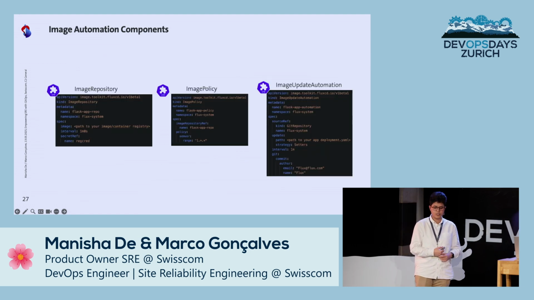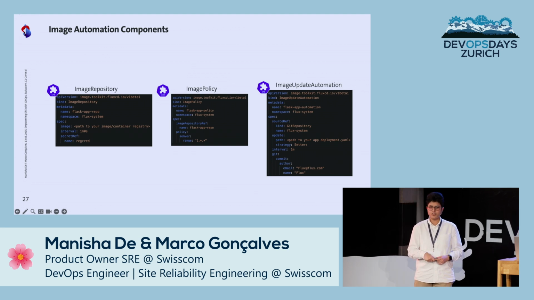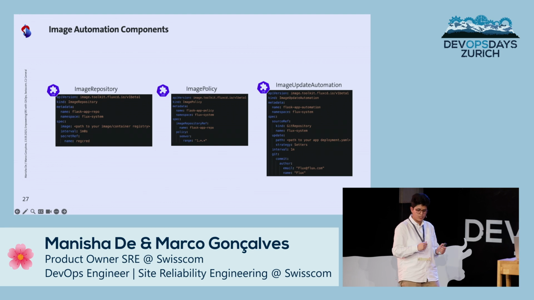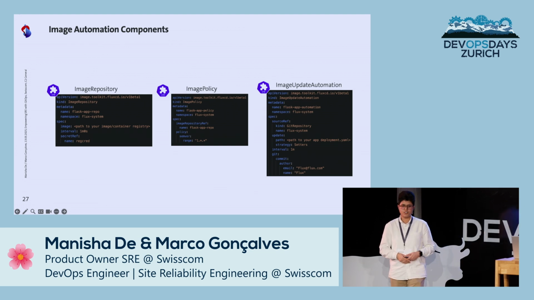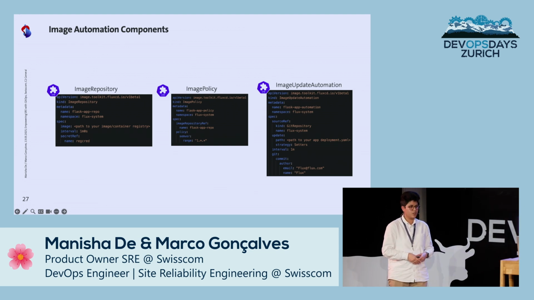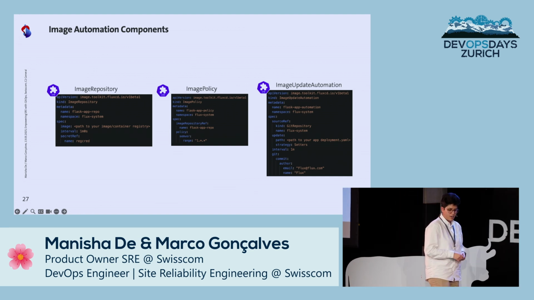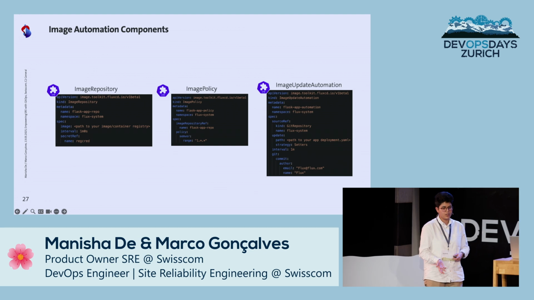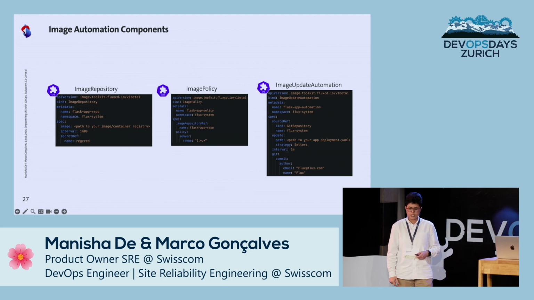So let's have a look. What are these custom resources? We have the image repository, very similar to the Git repository custom resource managed by the source controller that we saw. Here, instead of specifying your Git project, your GitLab project or Git repo, you're specifying the image repository or the container registry. Of course, you have an interval as well, the interval at which the image controller is scanning for new versions of your application that is released.